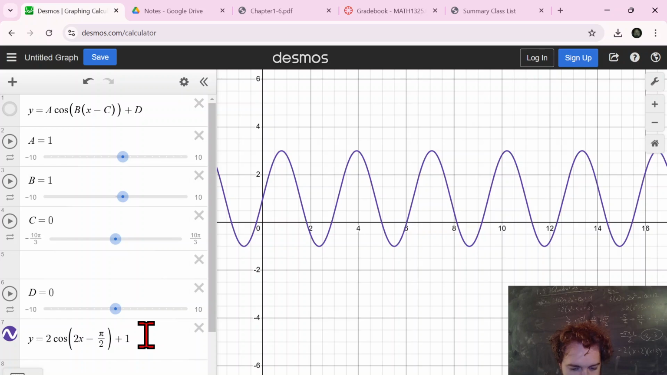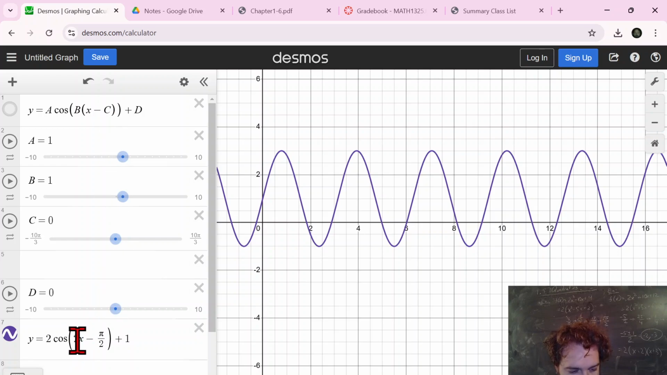If you look at the top line of this Desmos screen, what you'll notice is that the B value, which controls the period, must be distributed over x minus c. And in the bottom line, we see that we have 2x minus pi over 2. In other words, we don't have a value in front being distributed over x minus c. Now C is the phase shift, but it's obscured here because remember that this value of B has to be distributed over x minus c.